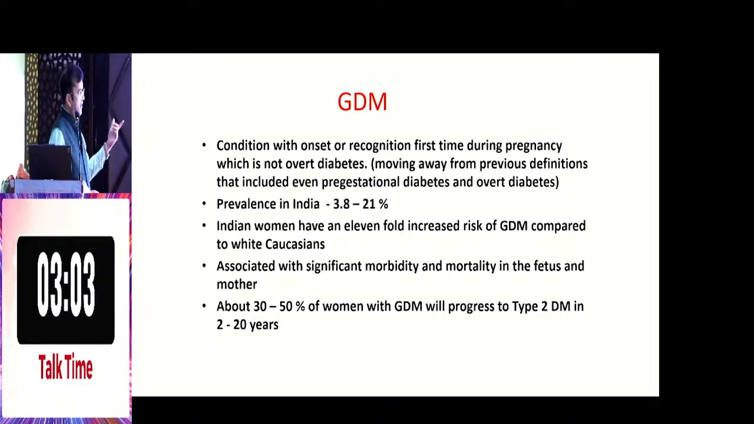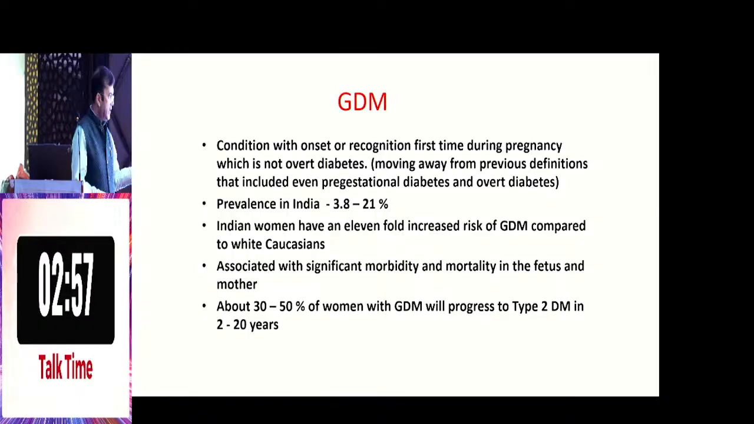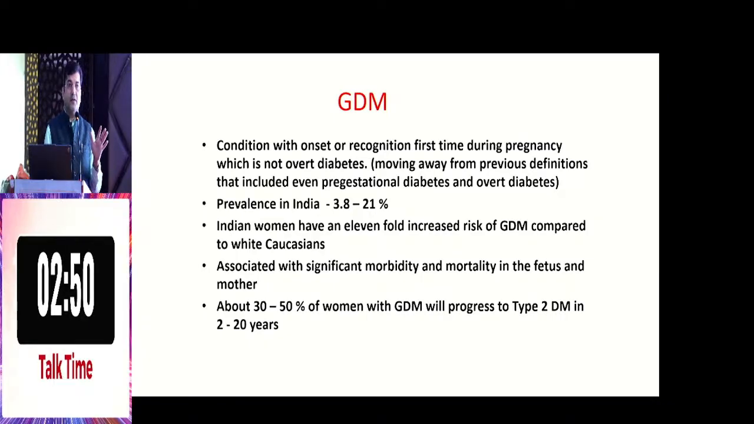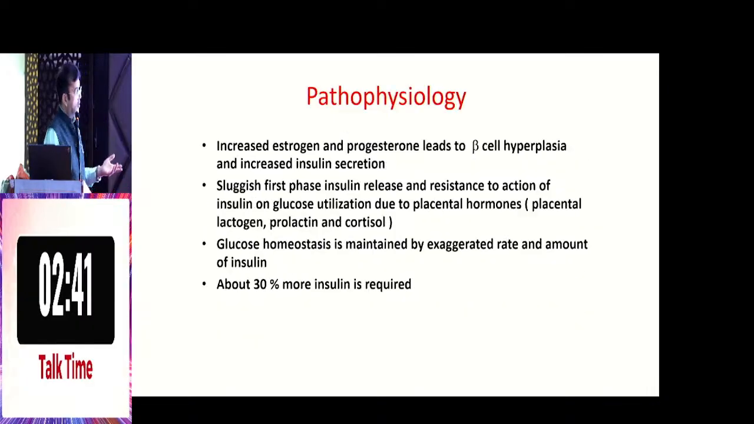So previous definition, prevalence in India ranges from 4 to 21 percent, and Indians have an 11-fold increased risk of GDM compared to Europeans and Caucasians, and about 30 to 50% of women with GDM will progress to type 2 diabetes. So this is a big concern, that GDM is not only limited to this pregnancy, it is for the future of the kid and the future of the mother also.